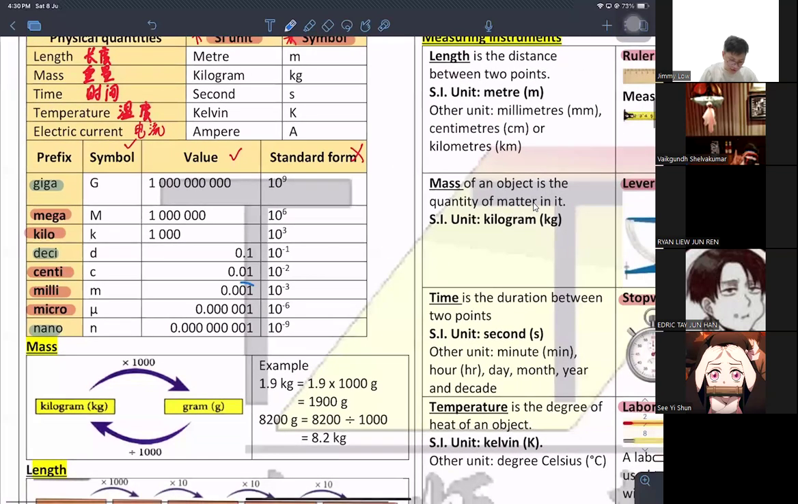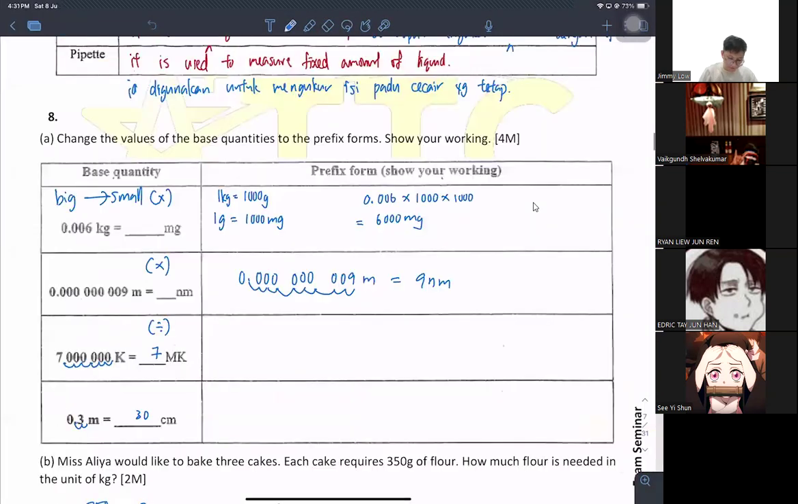So you have 3 zeros here, and 3 zeros here. So it is actually like this. How are you going to convert it? Multiply. So 0.006, you times 1000 times 1000. The answer is 6000 milligram. The same goes for the next part.